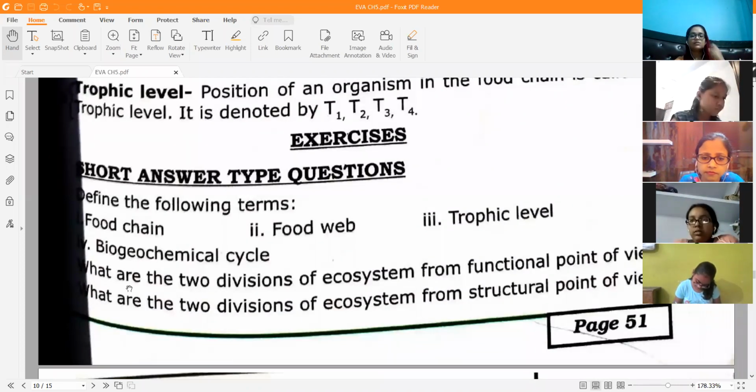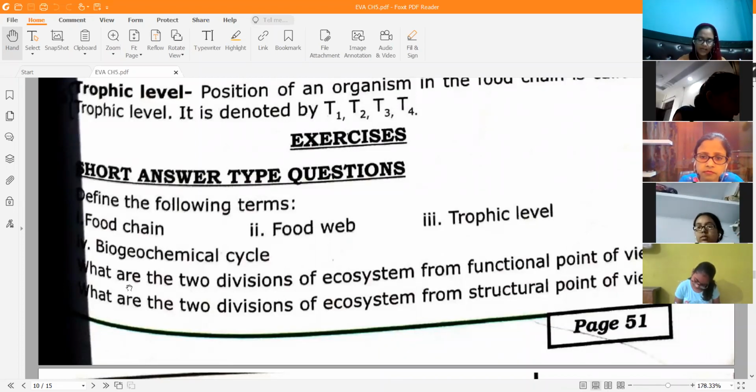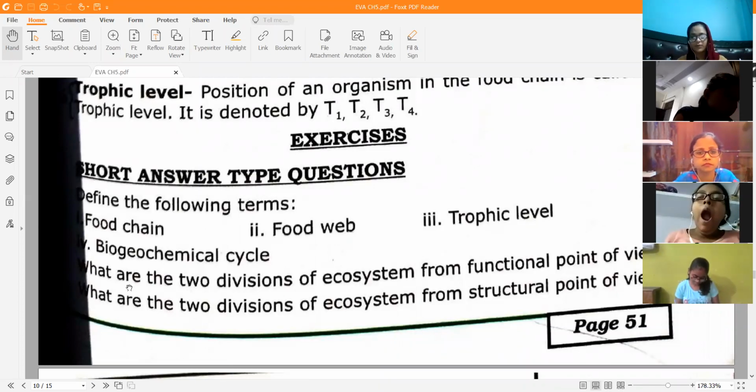Define the following terms: food chain, food web, and trophic level. So you have the definitions given, right? In your chapter itself, you can pick up the definition of the food chain from page 46. I'll just tell you the location. You people have to form the answers on your own, because I've already made you underline while discussing the chapter, so I won't be reading it out once again.